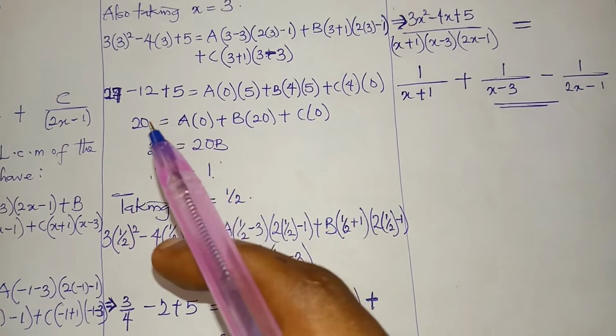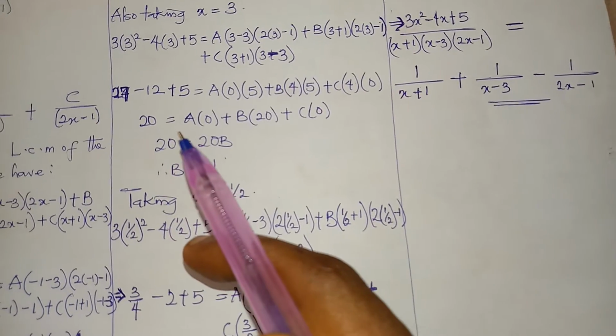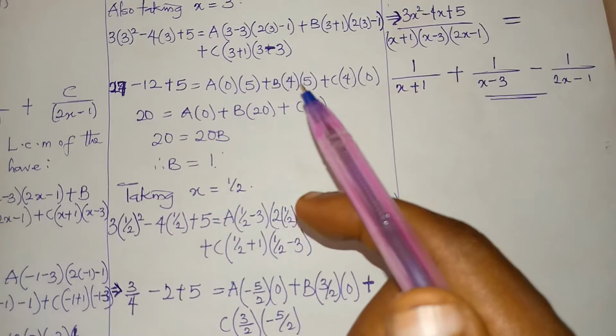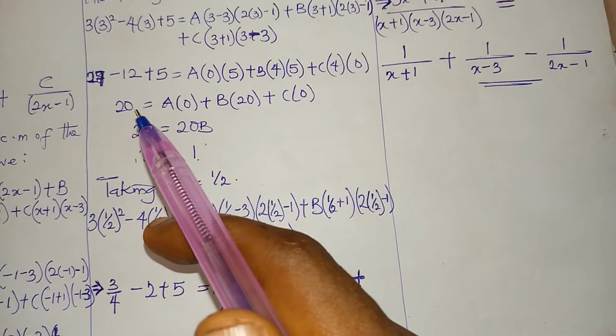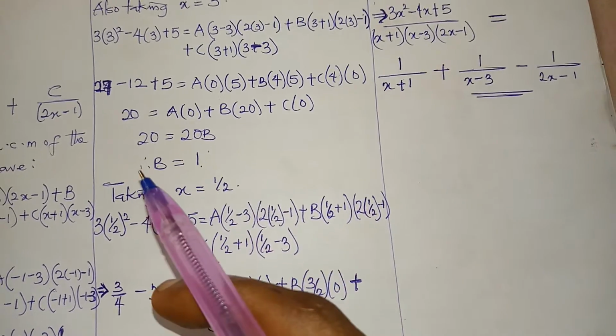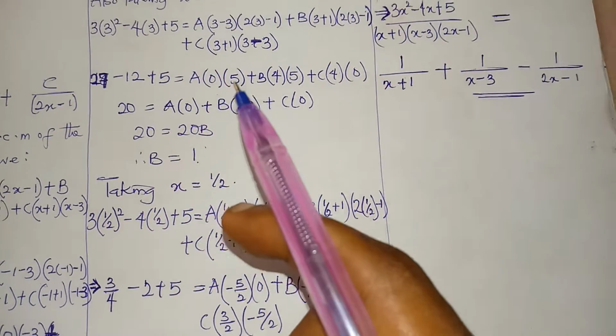Automatically, my a and c will give me 0. That's why we have it as 20 equals a into bracket 0 plus b into bracket 20 plus c into bracket 0. So that means my 20 equals 20b. So meaning my b will give me 1. And I've gotten my b.